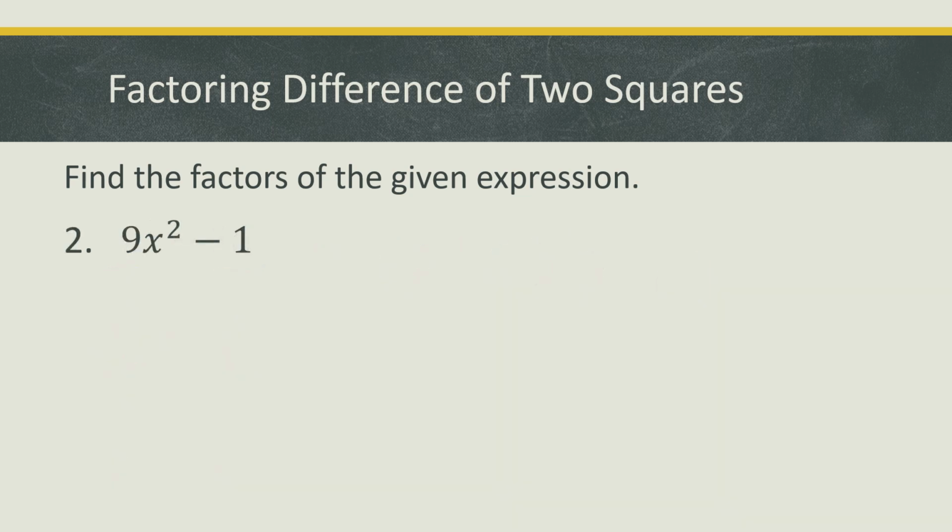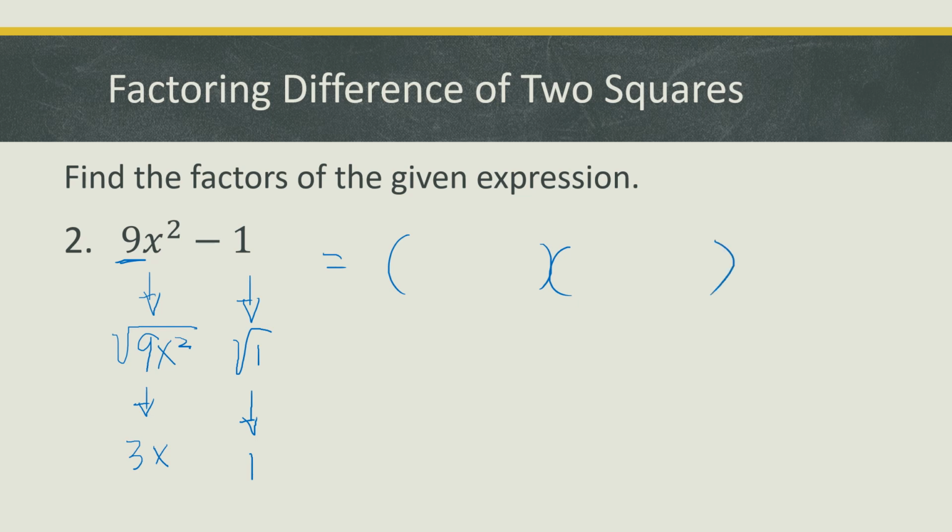Example 2. Find the factors of 9x squared minus 1. There are some examples of difference of two squares that have a numerical coefficient on the first term. So we have here 9, which is also a perfect square. First is to get the square root of the first term, 9x squared. The square root of 9 is 3, and the square root of x squared is x. Get the square root of the second term, 1, and that will give us 1. Therefore, the factors of 9x squared minus 1 are 3x plus 1 and 3x minus 1.